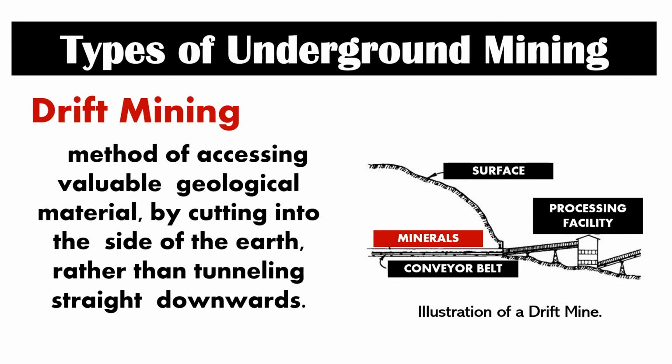First type of underground mining is drift mining. So this method is used by cutting into the side of the earth rather than tunneling straight downwards. So as you can see here, this is the tunnel. So technically, this is the drift tunnel that you can use to access the minerals here. So normally kasi sa underground mining, masabi natin na mula dito sa pinakaibabaw, dun ka maghukay. But again, with drift mining, horizontally, gagawa ka ng tunnel to access the minerals.